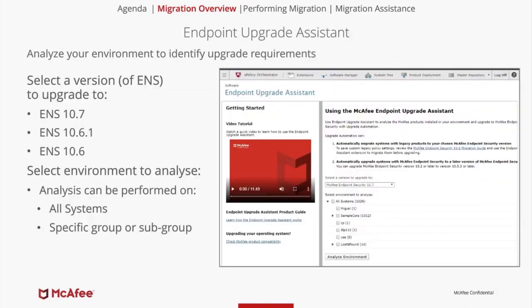Once you've opened up the Upgrade Assistant extension, the very first thing that you need to do is select the version of Endpoint Security you plan on upgrading to, and then select the group of systems that you want to analyze. For the purposes of doing your test migration, it's best to select a specific subgroup of systems.